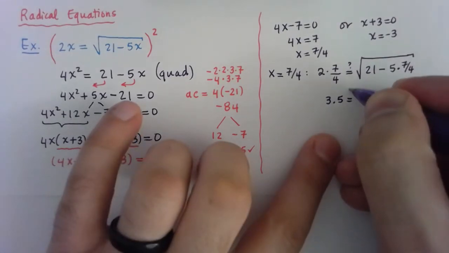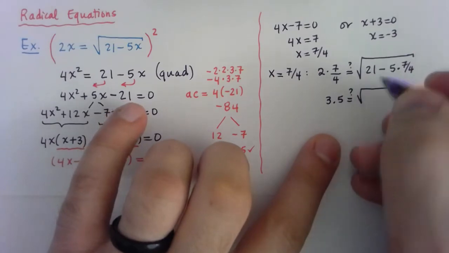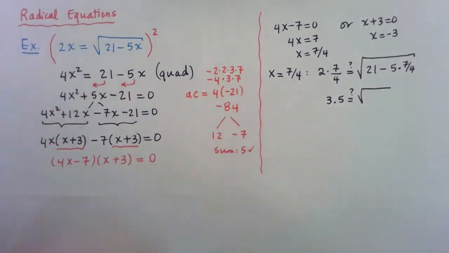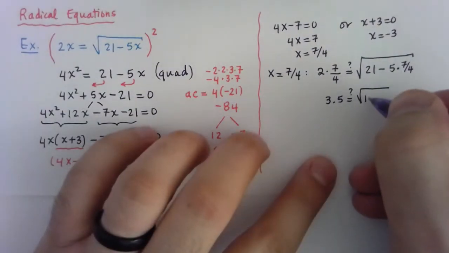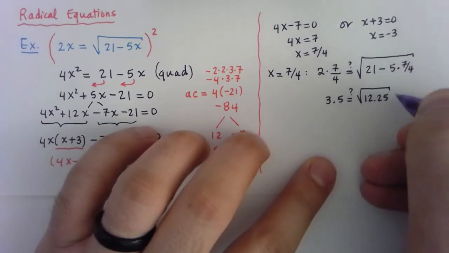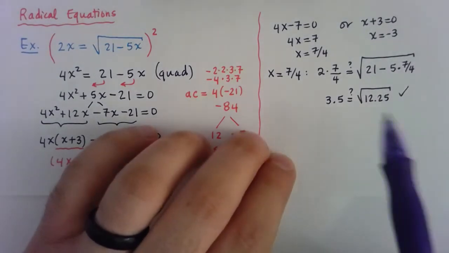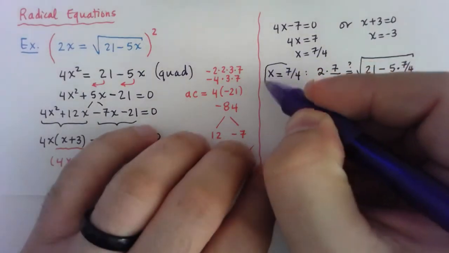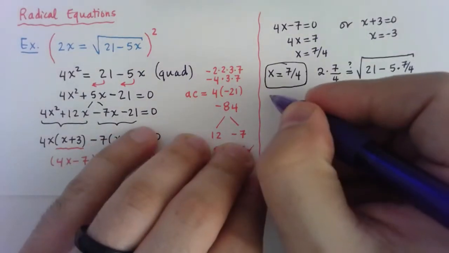And is that equal to, on the right side under the radical, you will have 21 minus 35 over 4. You can just write it in decimal. It's going to give you 12.25. And that works. It's really the domain issue. You have a positive number under the radical, so it works. So this is a solution. 7 over 4, that's a solution.